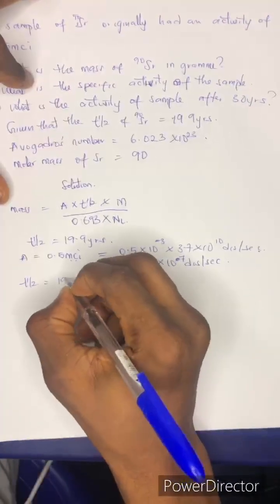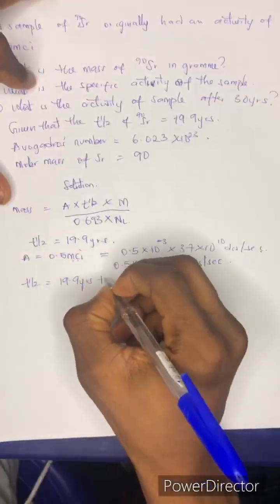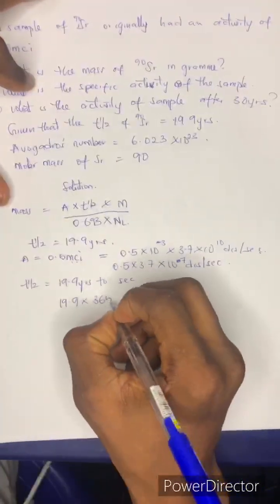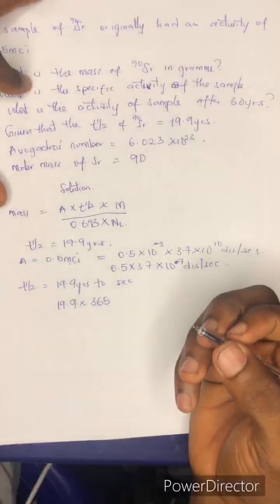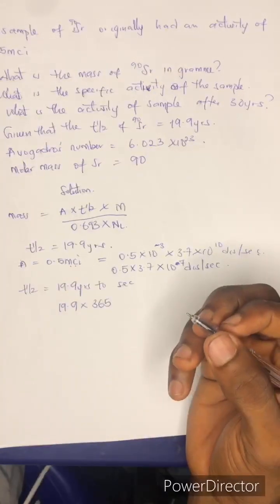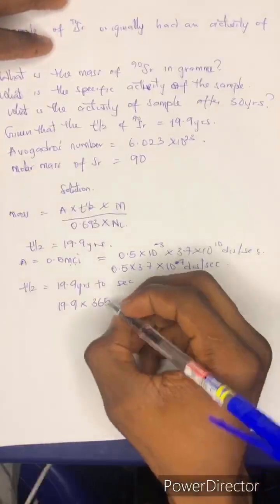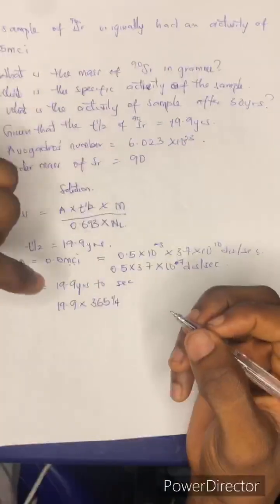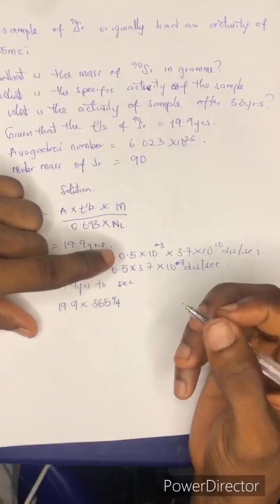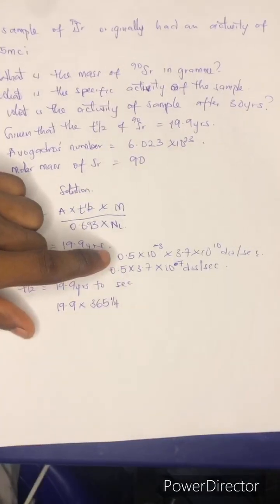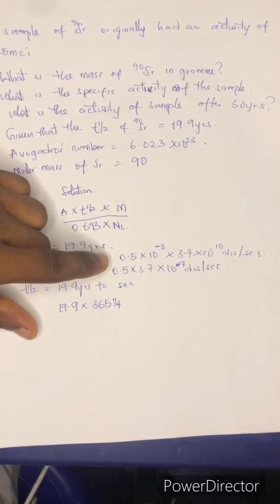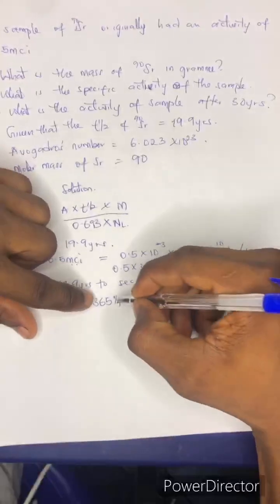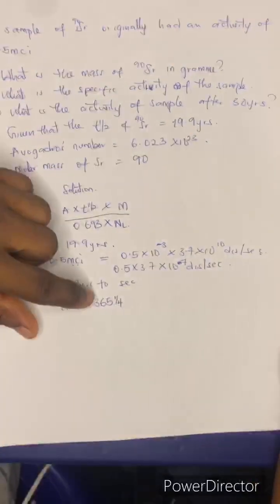So 19.9 years to seconds should be 19.9 times 365 days. We have 365 days in a year, and every 4 years we tend to have a leap year. So because of that, you say 365 and a quarter days, because out of 4 years we have 1 leap year.